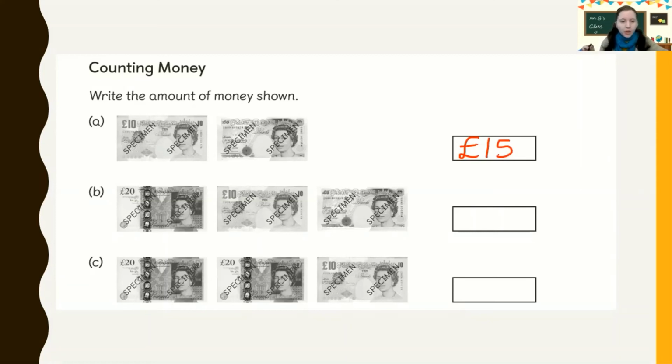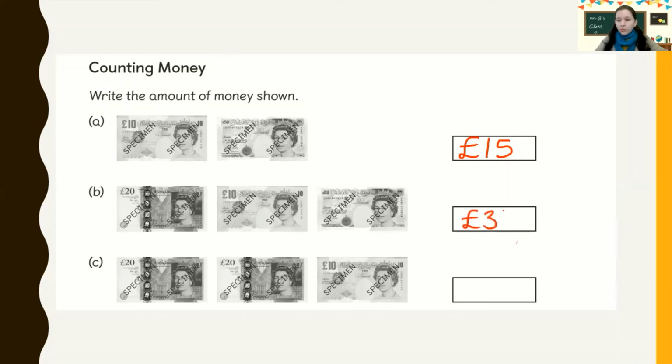Let's look at B. 20, add 10, add 5. So we know our 10 times tables. 20, what comes after 20 in our 10 times tables because we're adding 10? 20, 30. Well done. 30 add 5, going back to our 5 times tables now, or just add on 5. 30 add 5 is 35.